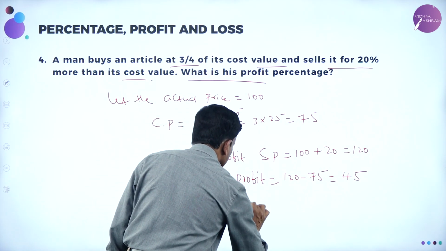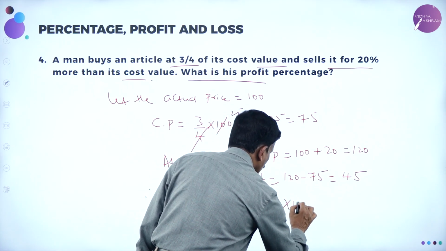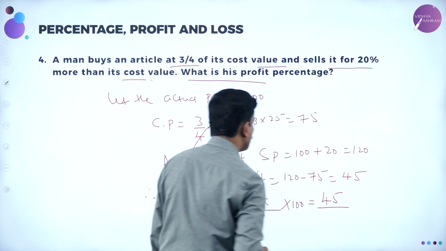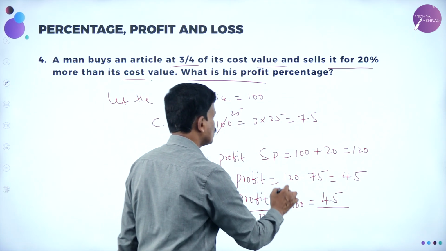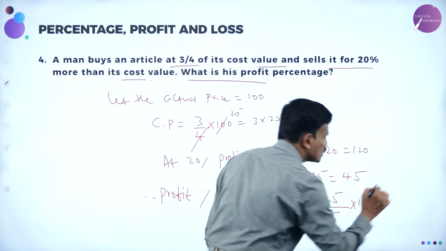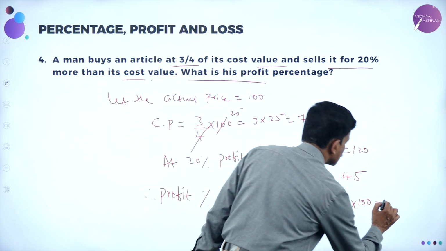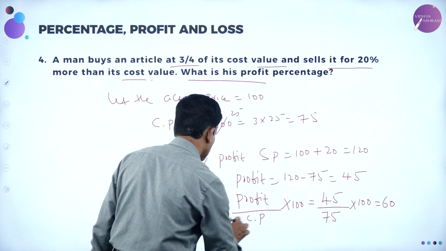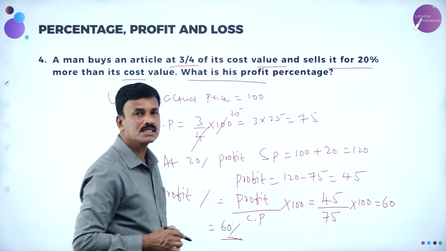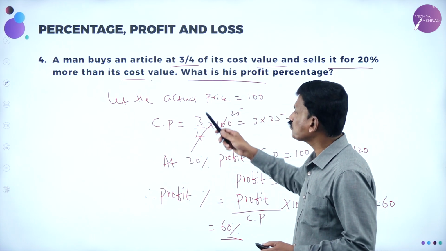profit divided by CP into 100. What is the profit? 45 divided by CP. CP is equal to 75, into 100. What is this equal to? So 45 into 100 divided by 75, that is nothing but 60. So therefore, profit percent is equal to 60%. That is the percentage of profit. That's it. Hope you follow. See, very simple problem here.